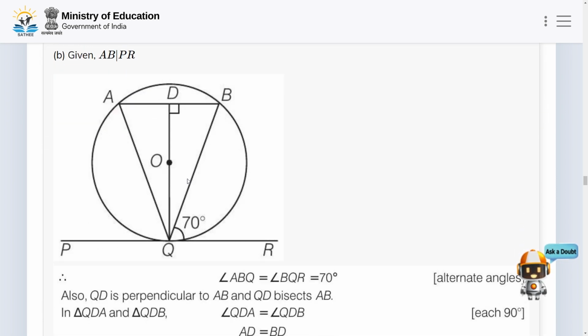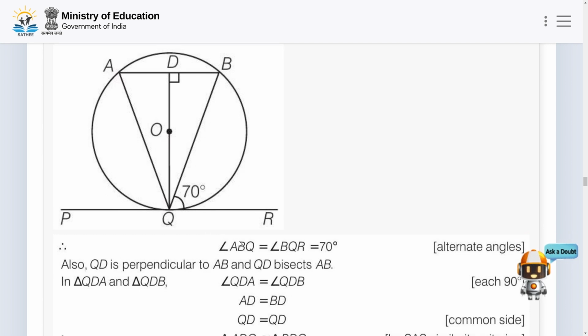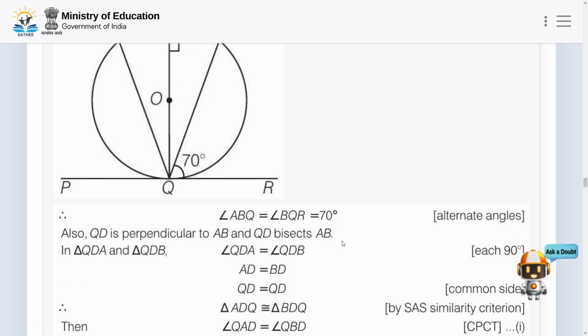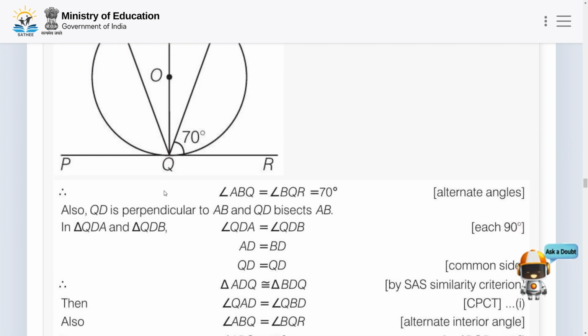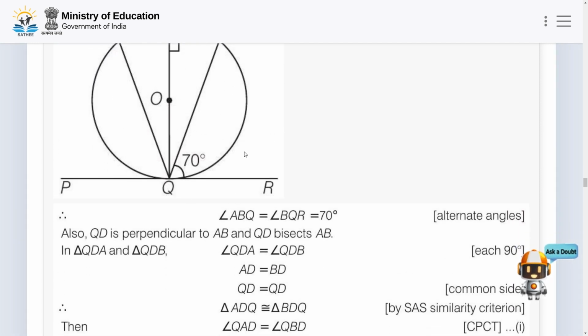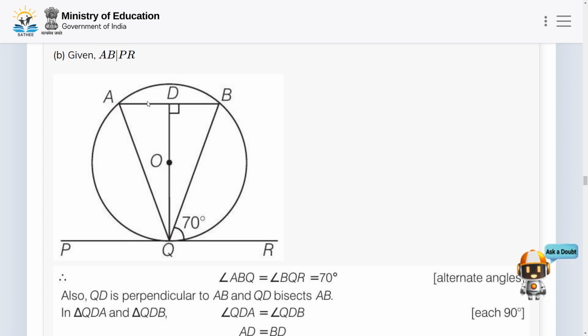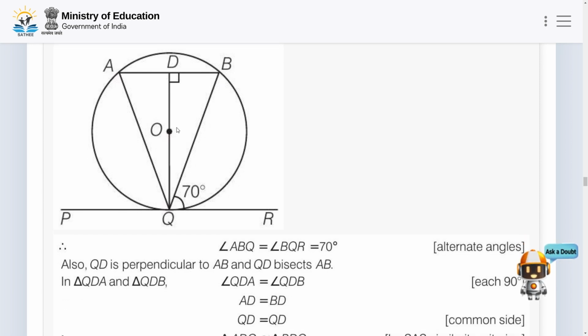Given AB is parallel to PR, and therefore angle ABQ is equal to angle BQR, and they are 70 degrees. They are actually alternate angles. And also QD is perpendicular to the chord AB, and QD bisects AB.